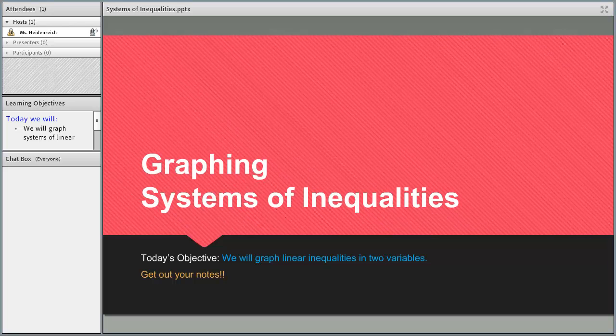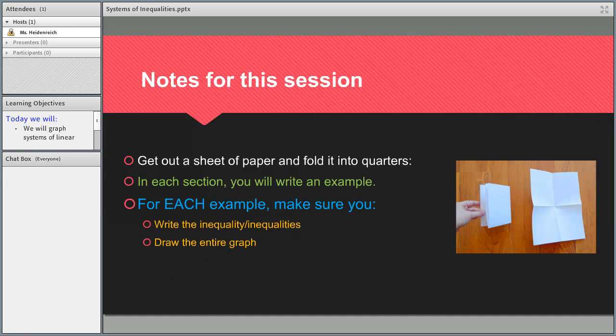Hi everyone! Today we're going to be talking about graphing systems of inequalities in two variables. So make sure you have out your notes because we're going to be doing some examples and you're going to learn how to graph these linear inequalities in two variables and find the solution set.